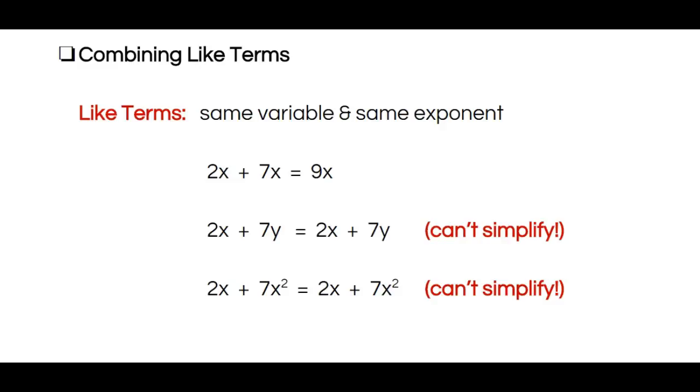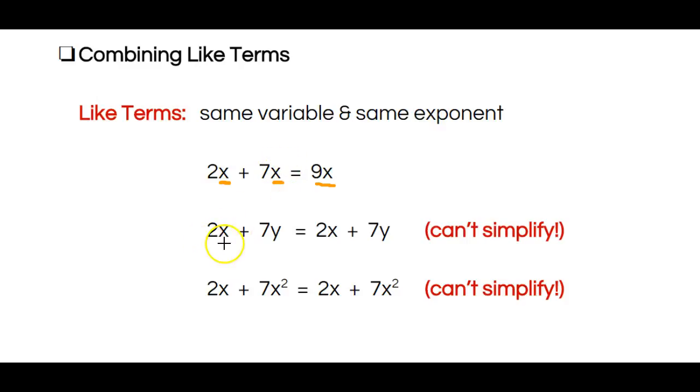So next in our algebra unit, we talked about combining like terms. What does it mean for terms to be like terms? It means they have the same variable and the same exponent. So for example, if I have 2 x's and 7 x's, then in total I have 9 x's. And I can do that operation because, A, they're both x's that I'm adding together, and also they have the same exponent here. Let me look at some counter examples.